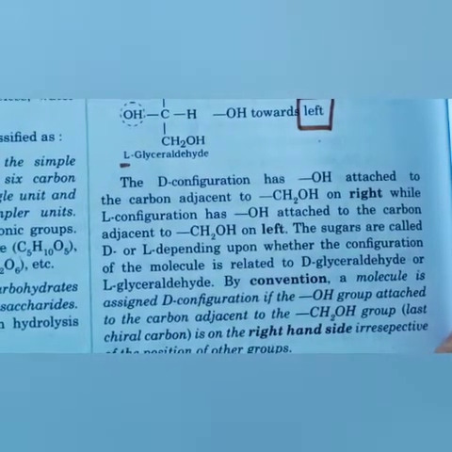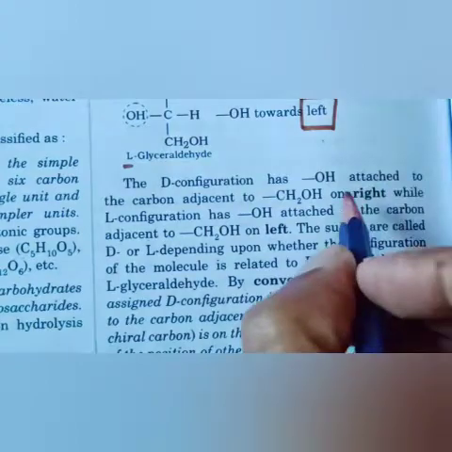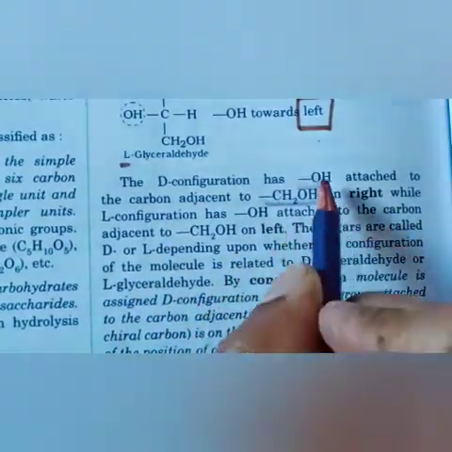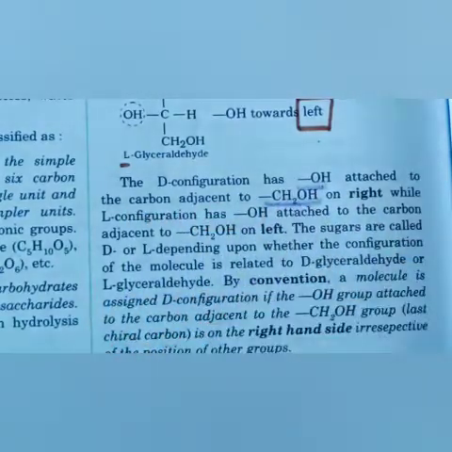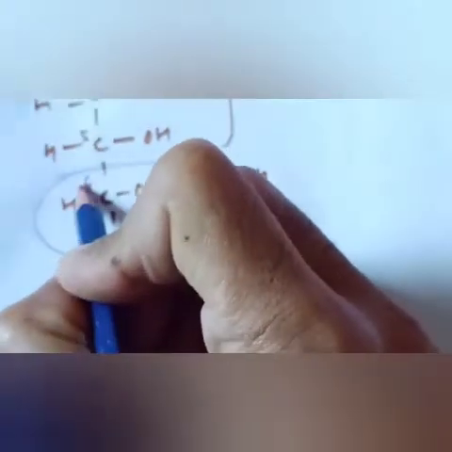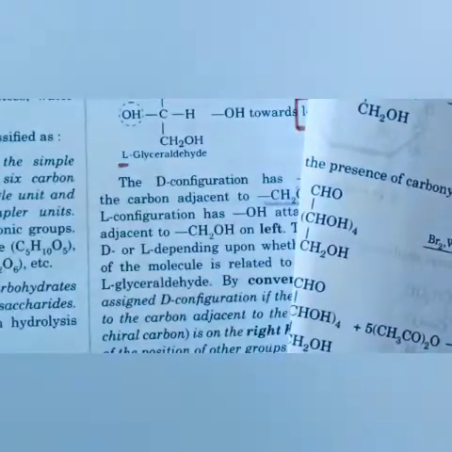Okay, I hope you understood, and you are understanding whatever I am telling. Again, I am talking about CHO, CHOH, CH2OH, which is OH attached to the carbon adjacent to CH2OH. We are talking about this CH2OH, and the carbon adjacent to this is carbon number 5. Okay, we are talking about carbon number 5.